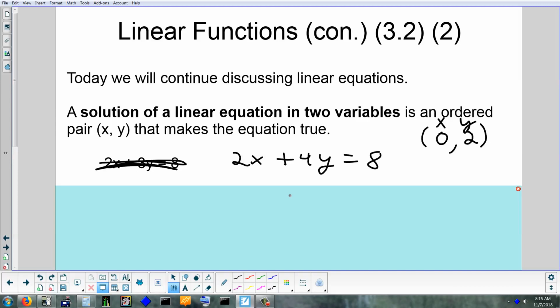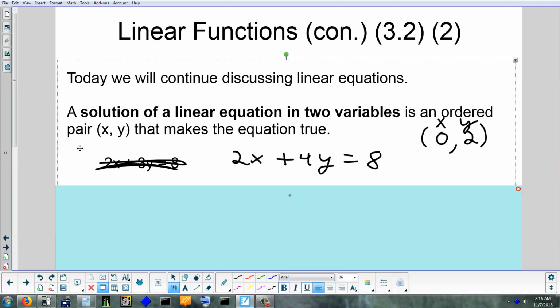That's x, that's y. If you plug 0 in for x, what's 2 times 0? 0. Plus, now plug 2 in for y. What's 4 times 2? 8. 0 plus 8 gives me exactly what I'm supposed to get, 8. So that's one solution to that equation. One out of, again, millions.